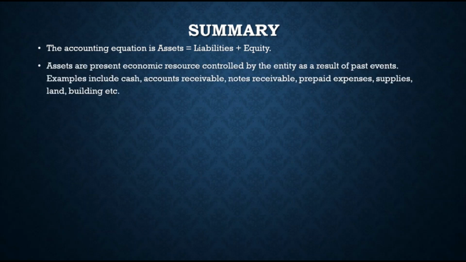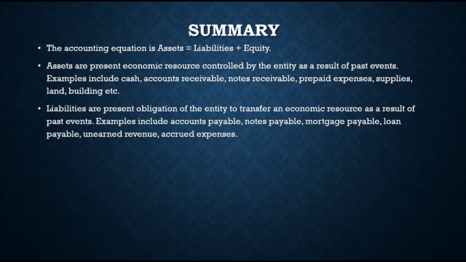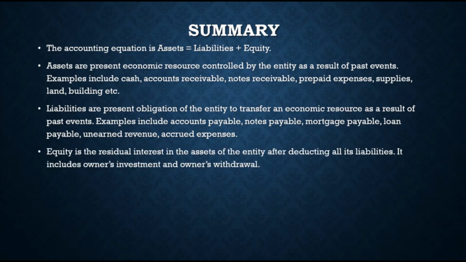So to summarize what we have learned today, the accounting equation is assets is equal to liabilities plus equity. Assets are present economic resource controlled by the entity as a result of past events. Examples include cash, accounts receivable, notes receivable, prepaid expenses, supplies, land, building, etc. Liabilities are present obligation of the entity to transfer an economic resource as a result of past events. Examples include accounts payable, notes payable, mortgage payable, loan payable, unearned revenue, and accrued expenses. Equity is the residual interest in the assets of the entity after deducting all its liabilities. It includes owner's investment and owner's withdrawal.